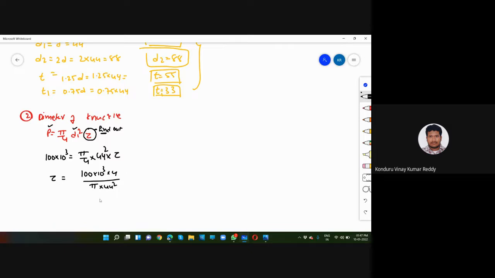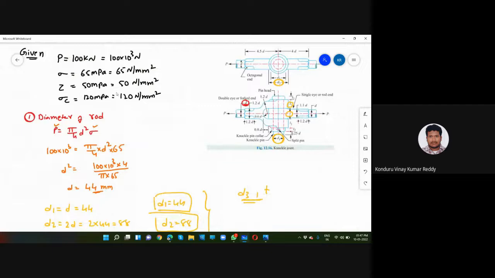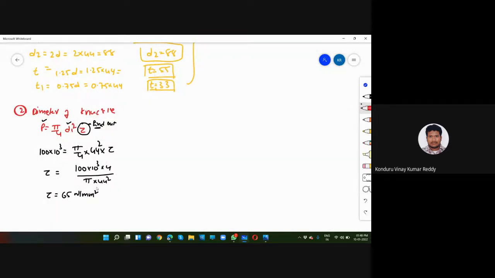Can anybody give me the answer? 65 Newton per millimeter square. What is the actual shear stress as per the question? As per the question, the actual shear stress is 50 megapascal, but here the shear stress we got is 65 megapascal. So our design is not going to be safe. We have to design a safe diameter.